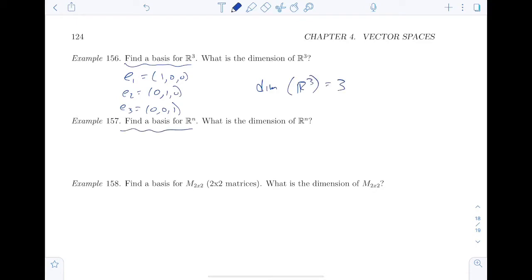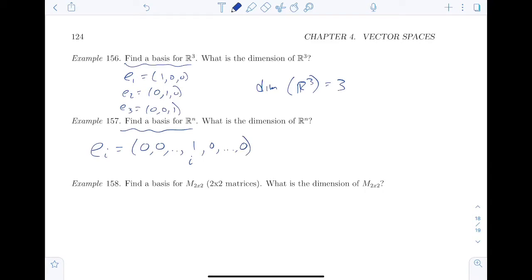Find a basis for Rn. Okay, well, let's define this. So let's say Ei is the vector with 1 in the ith spot, and then zeros everywhere else.